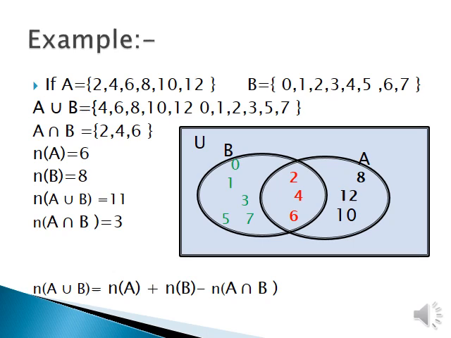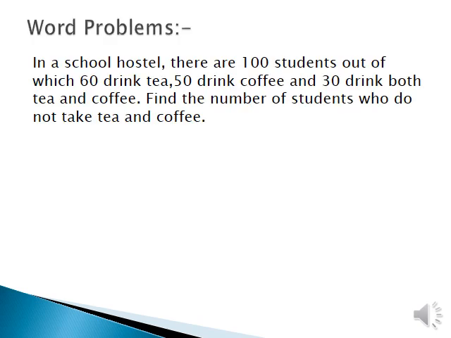We'll see one word problem here. In a school hostel, there are 100 students, out of which 60 drink tea, 50 drink coffee and 30 drink both tea and coffee. Find the number of students who do not take tea and coffee. Now here the total number of students is 100, so we can consider the number of universal elements to be 100.